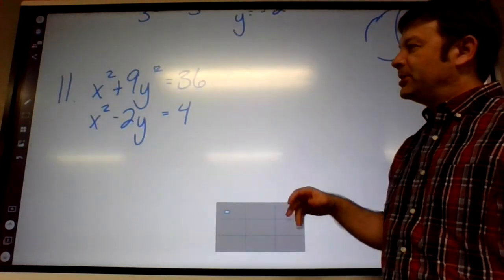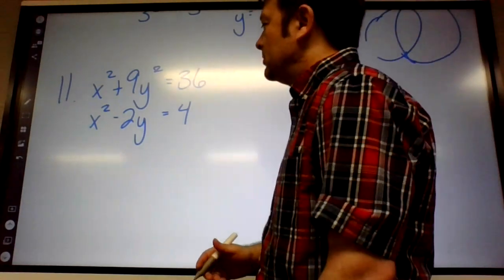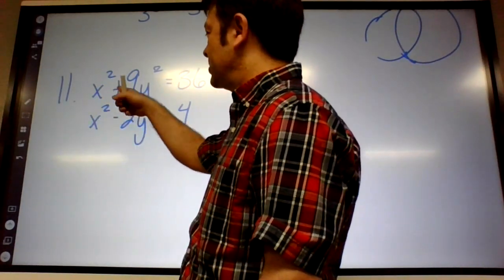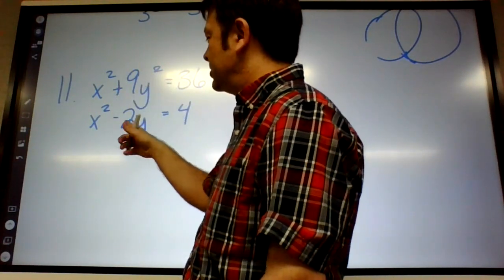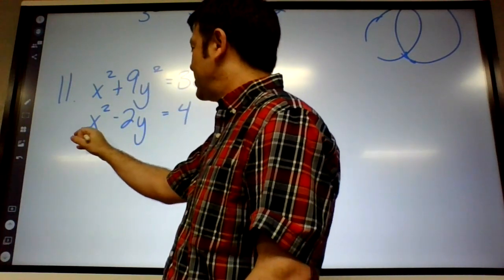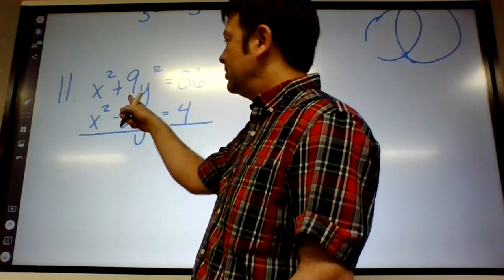What do you guys think? What would be a good first step on this one? Remove the x's? Yeah, I would subtract again. Get rid of the x squareds. These will not go away though. These will not cancel out. So if you subtract the bottom line from the top, the x squareds go away.